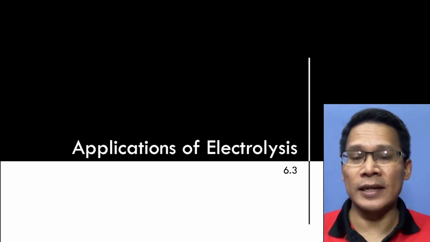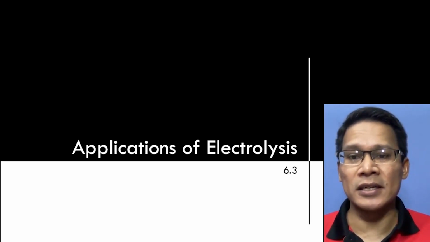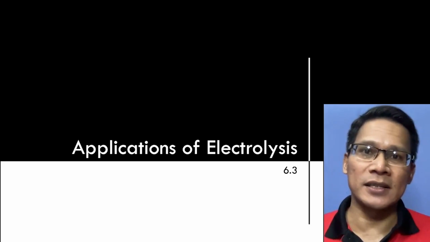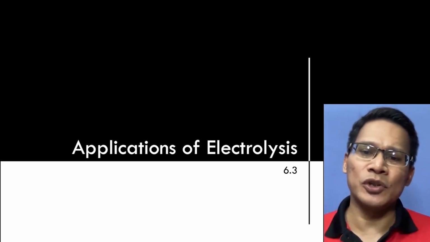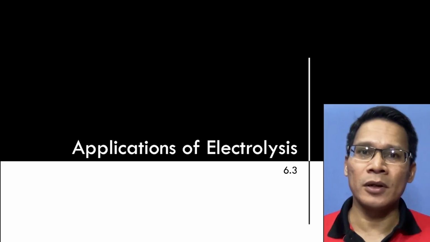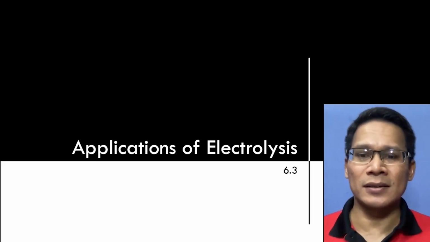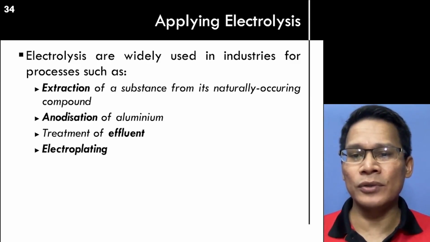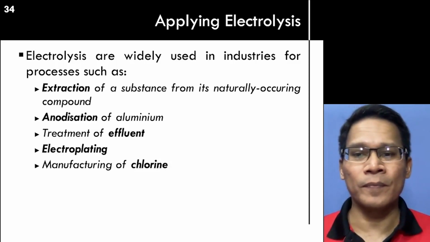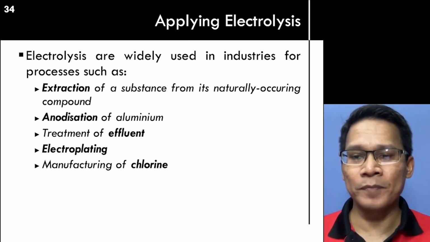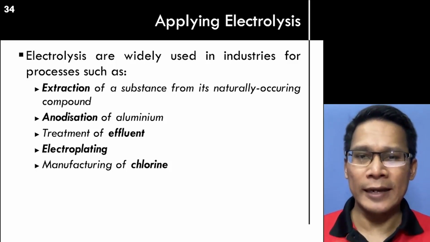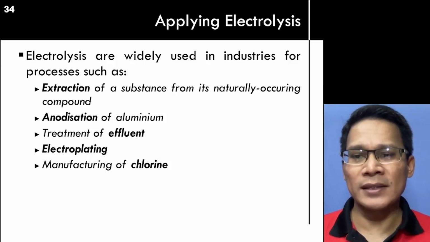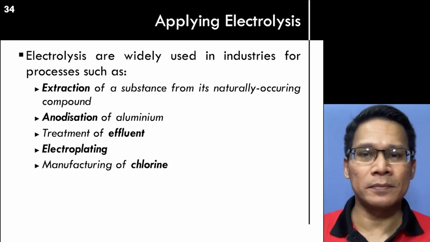As you have learned in the first lecture, the electrolysis process that occurs in an electrolytic cell is the reverse of the process that occurs in a galvanic cell. A galvanic cell is used to provide electrical energy. What then are the uses of electrolysis? Industrial uses of electrolysis include the extraction of metal from its ore, the anodization of aluminium, the treatment of effluent, electroplating, and also the manufacturing of chlorine. We will investigate these five applications separately.